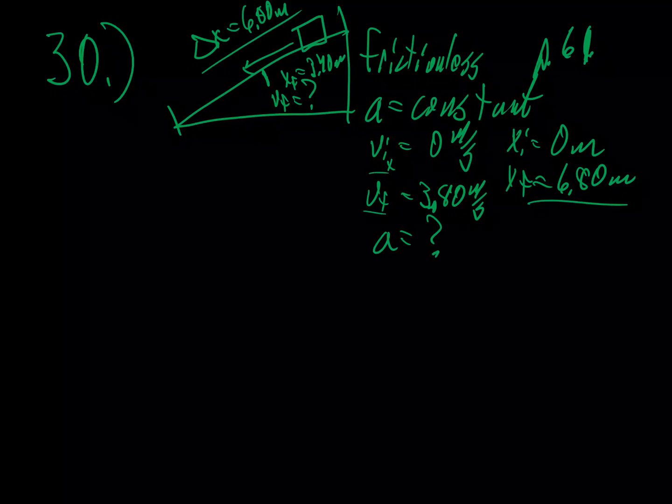Since it is constant, we can go to our kinematics and say, gee, which one of those would fit? Well, it would fit this one right here. Vx final squared equals Vx initial squared plus 2a delta x. That would be the equation that this would work or fit.